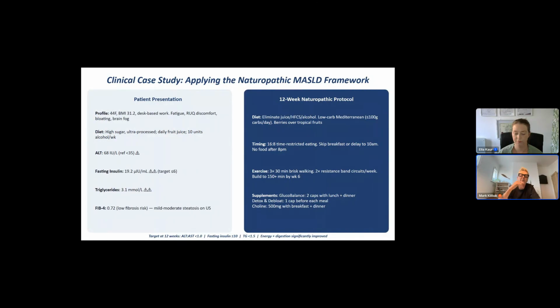But then the protocol on the supplements was the glucobalance, 2 caps with lunch and dinner, detox and debloat, 1 cap before each meal, and choline 500 grams with breakfast and dinner. And then we saw that mechanism bring down her actual markers. Her liver markers reduced, her fasting insulin reduced, and we could see that we were reversing the fatty liver disease. If I have the next slide, please.